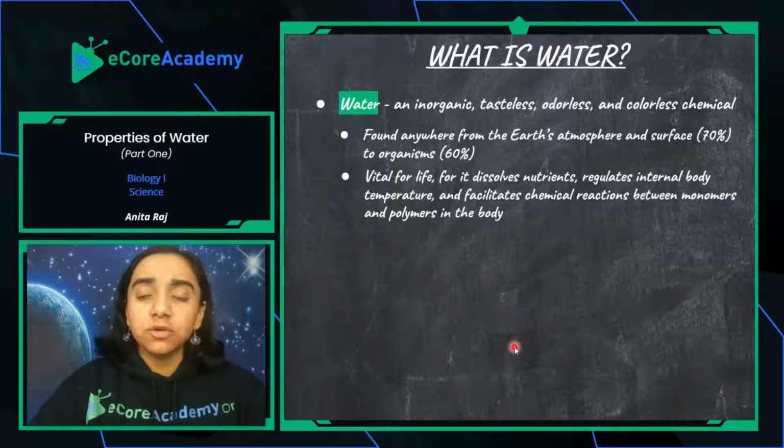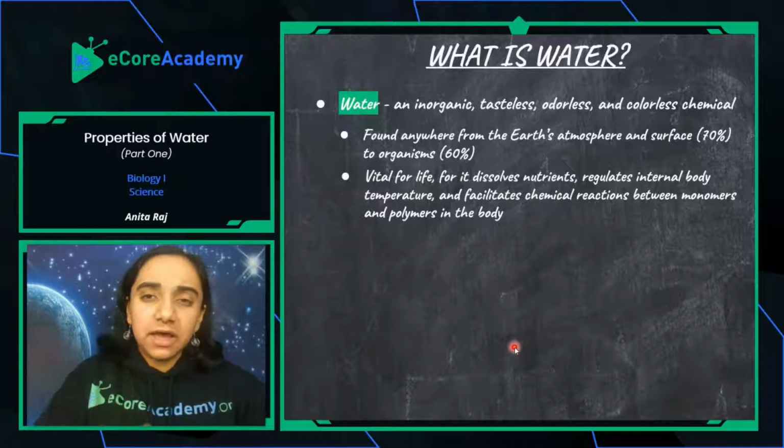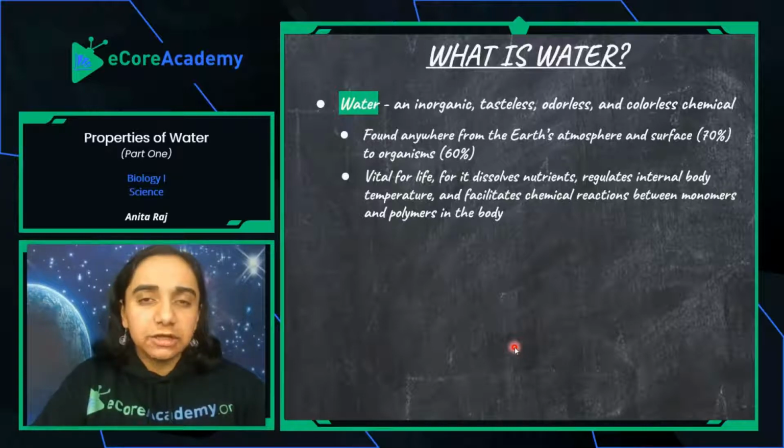For example, if we go too high, our organs will boil. If we go too cold, our body will freeze. So water helps us keep the human body temperature in that very small optimal range. And lastly, it facilitates chemical reactions between monomers and polymers in the body.